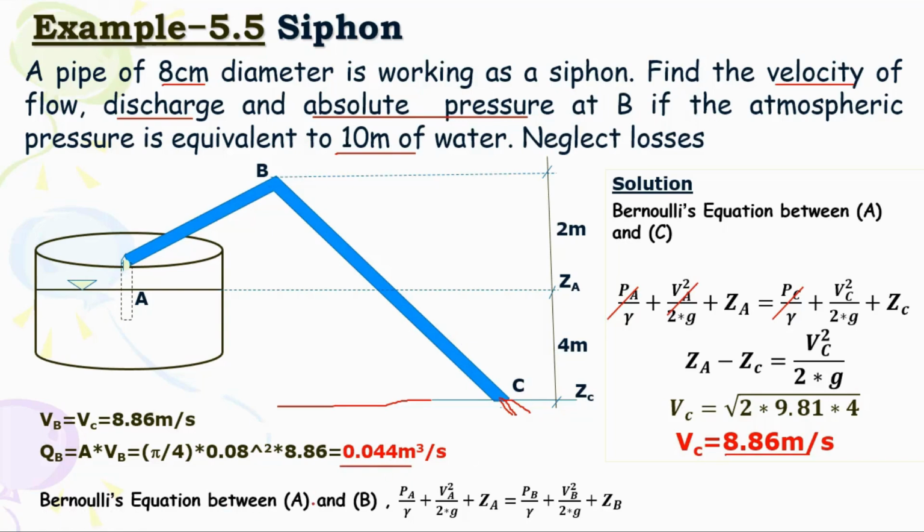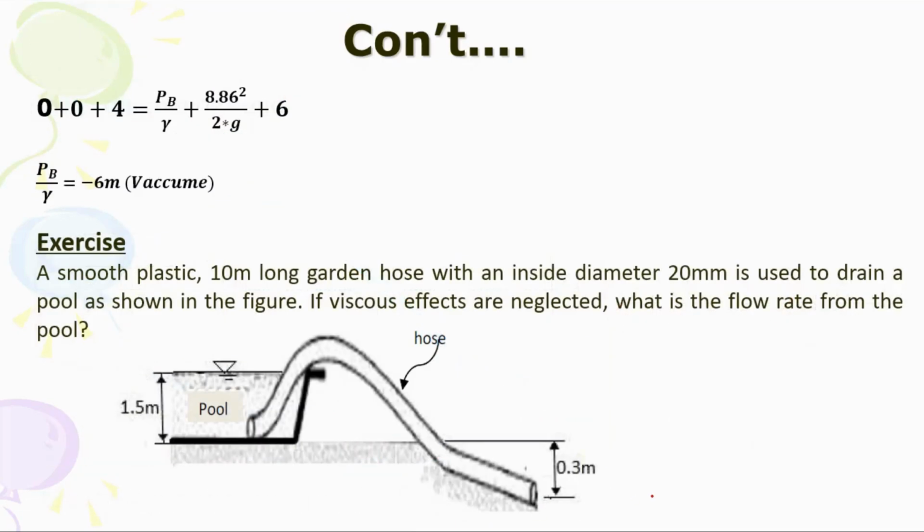Again, Bernoulli equation between A and B, you can find the same pressure head at A, velocity head, potential head, equal to pressure head at B, velocity head, and potential head. Then all values are 0. Then you can substitute the result. Then you can find pressure at B over gamma, which is negative 6 meters, which is vacuum.